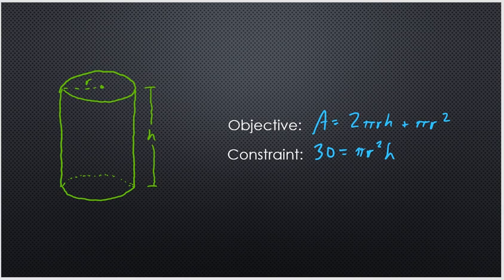We're going to kick it off by taking our constraint equation and solving for one variable in terms of the other. Again, looking at this, we could solve for r in terms of h, or we could solve for h in terms of r. I'm going to choose to solve for h in terms of r because we're going to see that it's going to turn out to be a lot nicer. So if we divide both sides of that equation by pi times r squared, we find that h equals 30 divided by pi r squared.